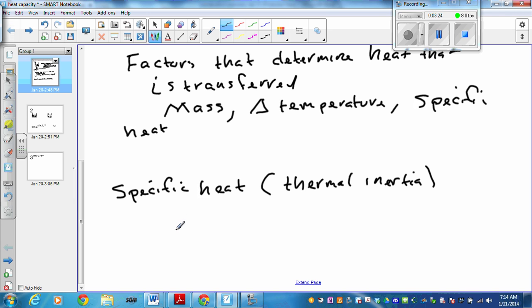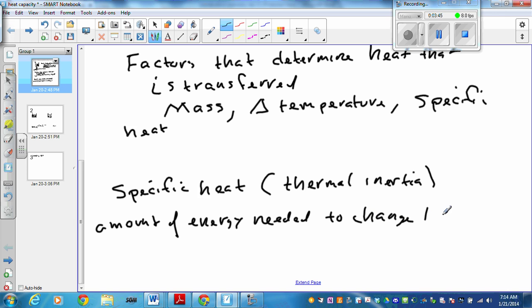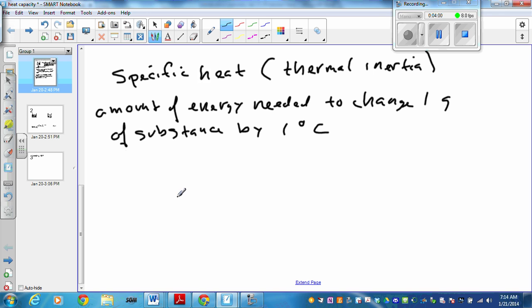What does that mean? Well, it is the amount of energy, and so we're going to get our change here, the amount of energy needed to change 1 gram of substance by 1 degree Celsius. So let's say here, we can look at the idea that a large specific heat requires a lot of energy, which means it has a high resistance to change.